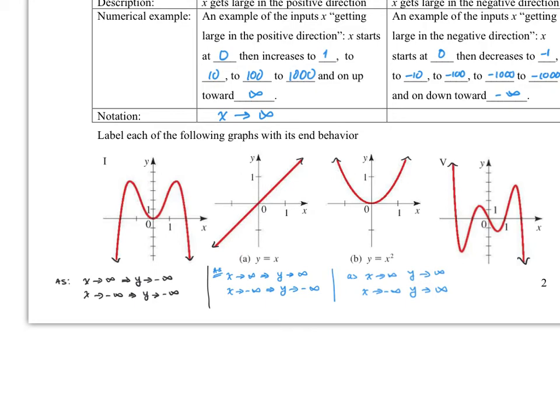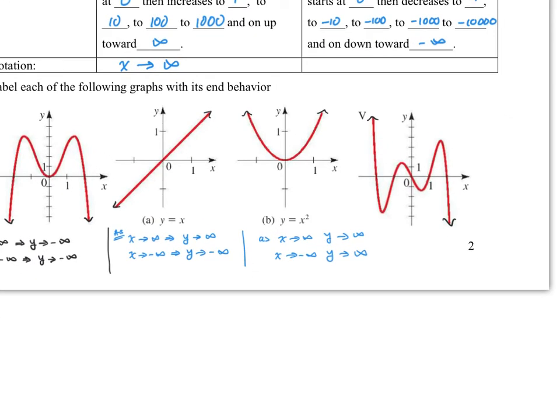And then finally, you look to this one, you can see here in this one, as x goes to infinity, well, y goes to -infinity, and as x goes to -infinity, y goes to positive infinity. So you can see this is very, very simple. Okay, straightforward pretty much.